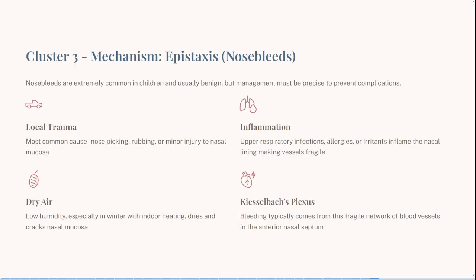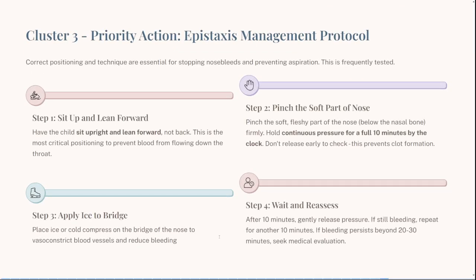This is all about positioning, isn't it? 100%. You have to control the bleeding and prevent aspiration at the same time. The child must sit up and lean forward, not back. Forward. Okay, sit up, lean forward. Then what? Then you, or the parent, pinch the soft, fleshy part of the nose right below the nasal bone, and you hold that pressure continuously for a full 10 minutes by the clock. You can also put some ice on the bridge of the nose to help vasoconstrict.